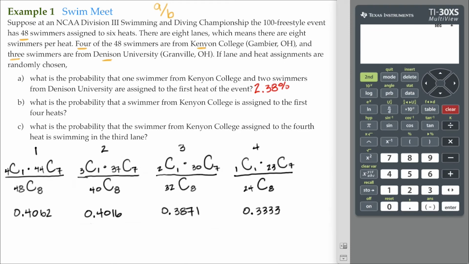So the idea is, if there's so many ways for this to occur for the first heat, so many ways for this to occur for the second heat, so many ways for this to occur for the third heat, and so many ways for the fourth heat to occur, how many ways can this occur? That would be letter B. That's what we're asking for. What's the probability that this will occur? We multiply. Using the fundamental counting principle, you just multiply. So we're going to multiply all of this.